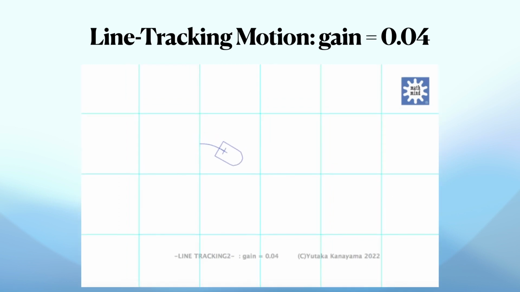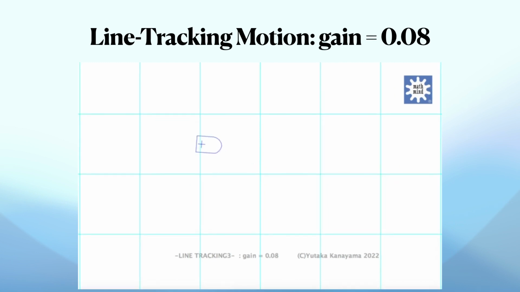Line tracking motion, gain equals 0.04. This motion uses a gain of 0.04 and is sharper. Line tracking motion, gain equals 0.08. This motion uses a gain of 0.08 and is the sharpest among the 3. The line tracking GM is the most frequently used in SWAN programming.